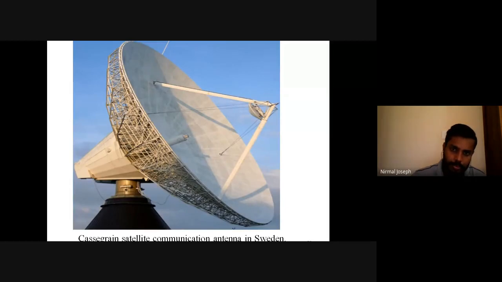For reception also, what will be the thing? From space, waves will come and be incident upon the main reflector. It will reflect and concentrate waves into the secondary reflector. This will further concentrate waves into this portion. So we will be getting a better reception.